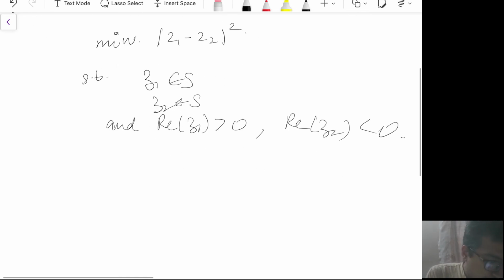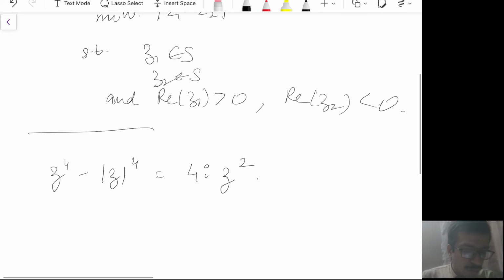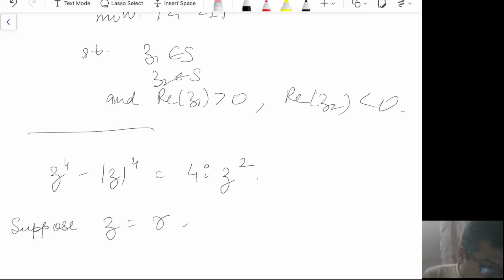So let's look at the objective function again. So basically we are given that z to the power 4 minus mod z to the power 4 is now 4 iota z square. Okay, so let's try to solve this sort of equation. So suppose let z be equal to r e to the power iota theta, because we are given mod z, and it looks as if the equation might get simplified if I assume the argument and magnitude form. So this often helps us, right?